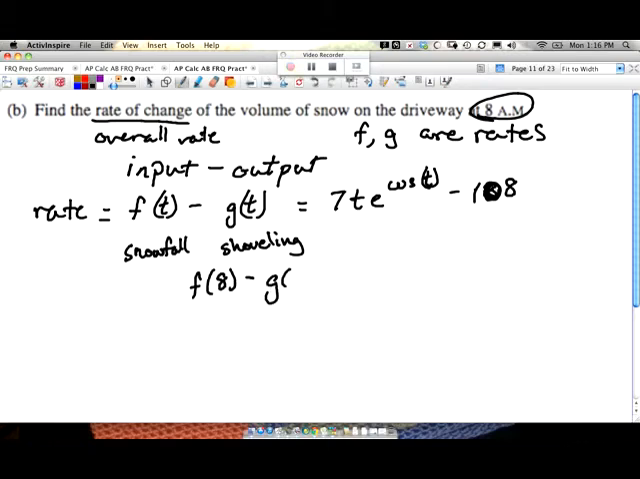So f of 8 minus g of 8 is going to be 7 times 8 times e to the cosine of 8 minus 108. That's it. It was that easy because the overall rate is that input minus output. They're just trying to measure, can you tell that it's not about just the snow coming down on the ground, but it's the overall, the change coming in and the change going out.